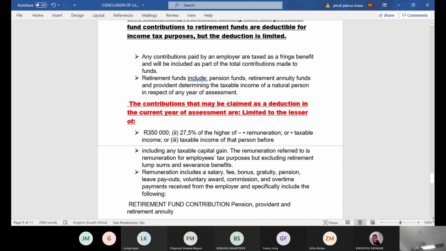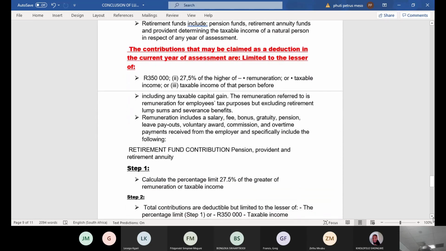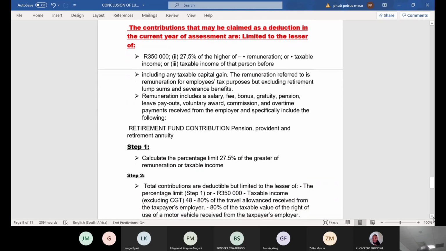We'll see that when we cross the bridge. Okay, remuneration is referred to as the remunerations for the employee tax purpose, but excluding the retirement lump sum and severance benefits. Remunerations include your salaries, fees, bonus, gratuity, pension, leave payouts, voluntary awards, commission, overtime payments received from an employer, and specifically include the following: retirement fund contributions, provident fund, pensions, and the retirement annuity.